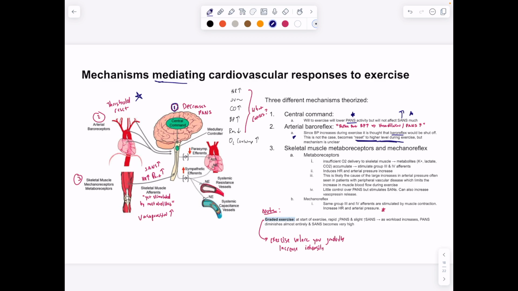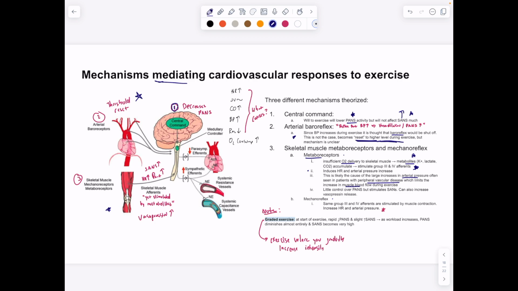All right, and then finally, the third mechanism has to do with skeletal muscle, and so the idea is that you have metabolic receptors and then mechanical receptors. For metabolic receptors, as you start to exercise, you're not getting enough oxygen to the skeletal muscle, and so metabolites, potassium ion, lactate, and carbon dioxide are going to accumulate, and that's going to stimulate group 3 and 4 afferents, basically stimulate some nerves that are going to increase heart rate and arterial pressure through the SNS, the sympathetic nervous system. And this is why you often have large increases in arterial pressure in patients with peripheral vascular disease, because if you have limited blood flow in peripheral vascular disease, then you're going to have this accumulation of these metabolites, which are going to stimulate these afferents that are going to stimulate the sympathetic nervous system and increase heart rate and arterial pressure. All right, mechanoreflex.